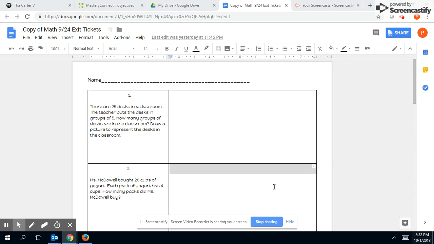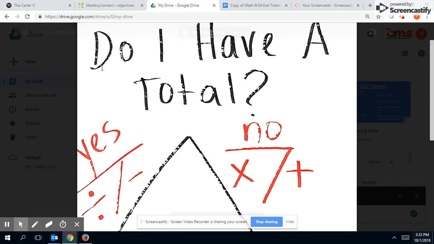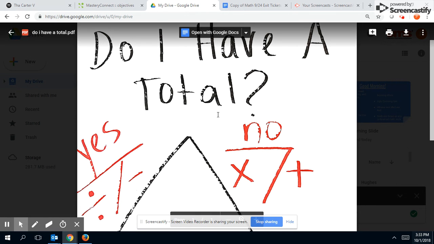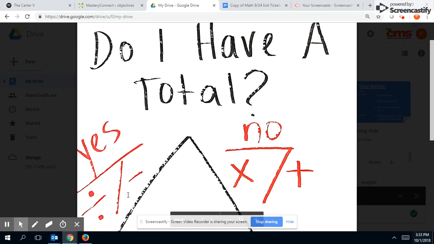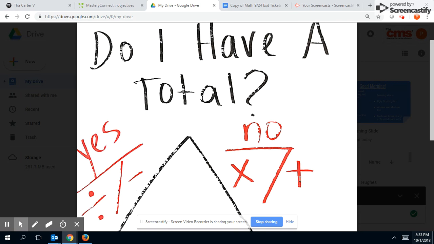We're working on 3082 division, okay? I want to show you a very important strategy that we're using here in class. It is called the problem-solving triangle. Looking at the problem-solving triangle, we ask ourselves a very important question. Do I have a total? If the answer is yes, then I know that I'm going to divide or subtract. If the answer is no, I'm going to multiply or add.